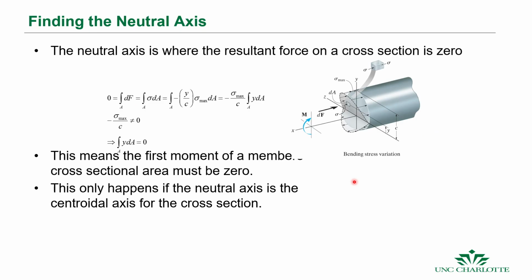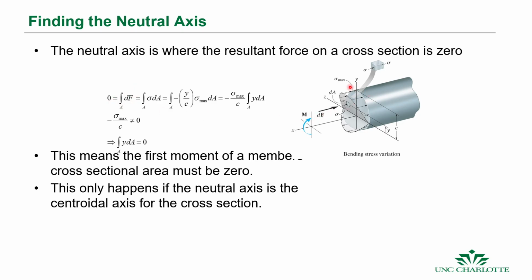Okay. If we need to find the neutral axis for a beam that's not uniformly shaped, the definition of the neutral axis here is where the resultant force on a cross section is 0. Okay, so if we have a bending moment, we have these two different states of stress. We have this tensile stress distribution on the bottom. For this positive moment, we have a compressive stress distribution on the top. So the neutral axis is where the resultant force on that cross section is 0. If you integrate those forces over the area, it's the place where that integration is 0.